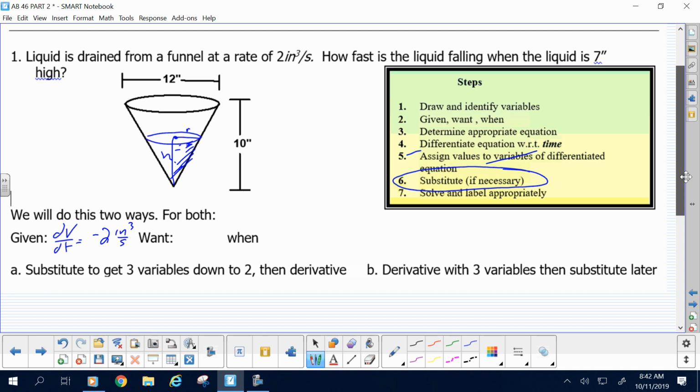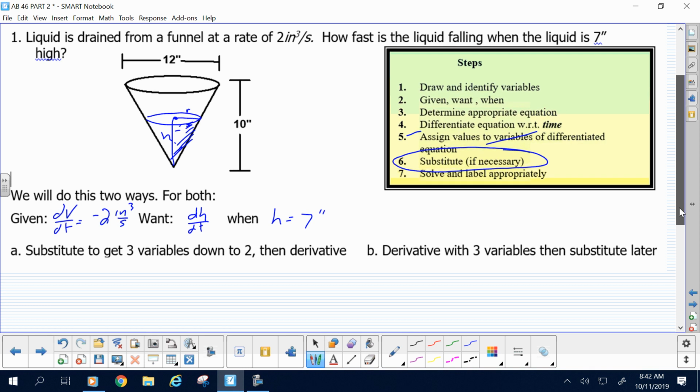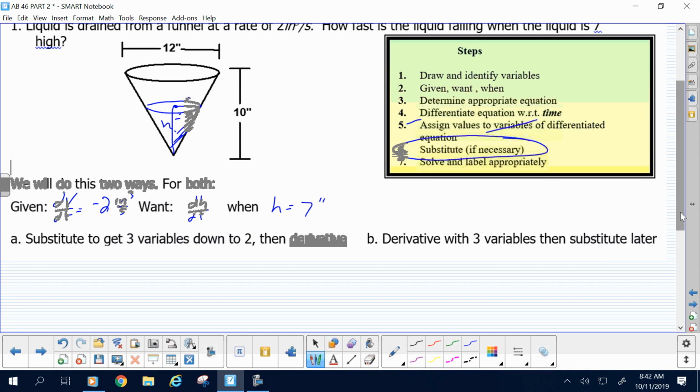How fast is the liquid falling? Is that change in volume, change in height, change in radius? Yeah, that's where this level is, and that's height. So they want the dH/dt, and when do they want it, besides now? When the height is 7 inches, right? Okay. Now, up to there, we are pretty much the same as usual. Get a picture, establish what they want, and when, and the givens, and so on. And we're still going to do an equation.